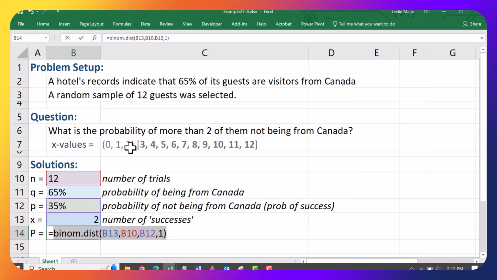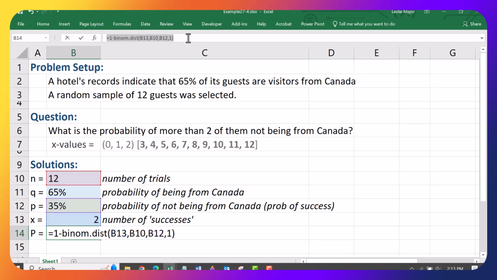Now, that is not what we want. We want the opposite of that, or the complement. So do a 1 minus that: 1 minus BINOM.DIST, and that will give us the probability of 3 through to 12. Or, if you will, the probability of more than 2 of them not being from Canada.